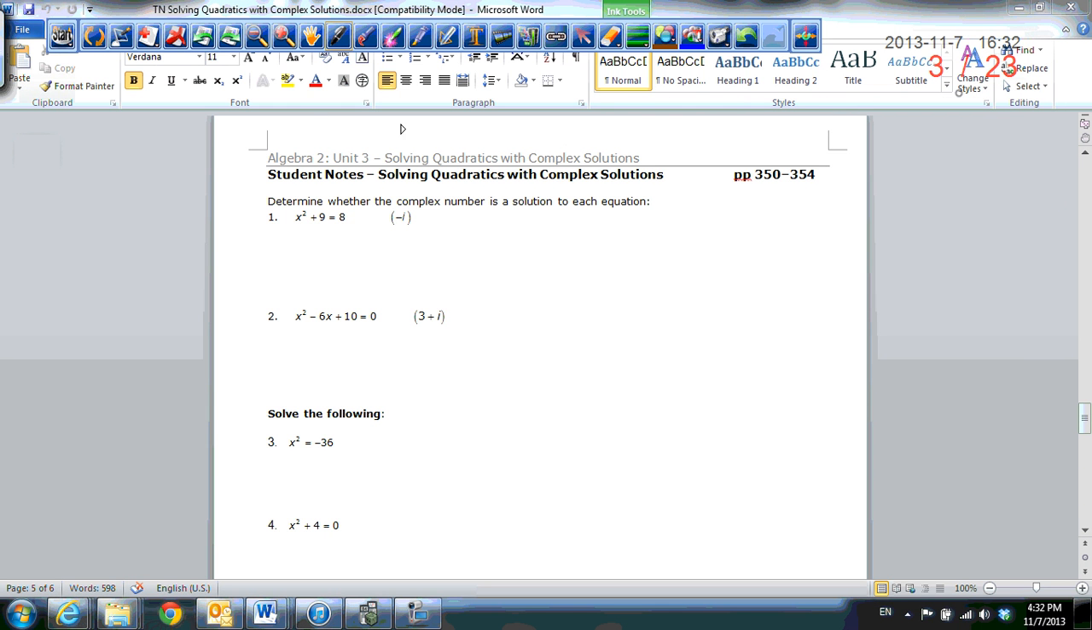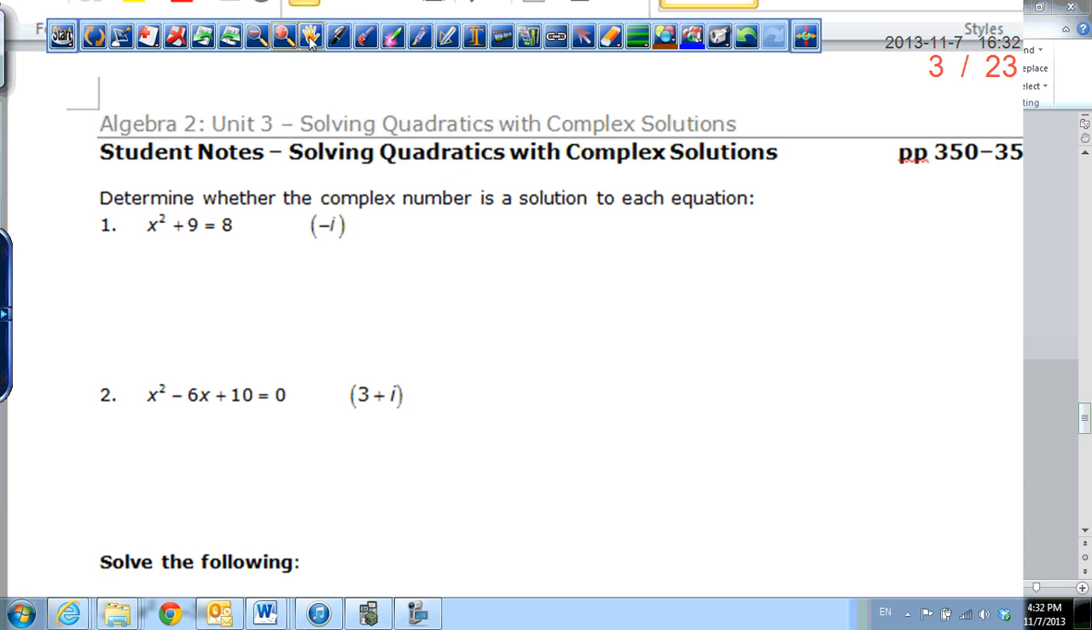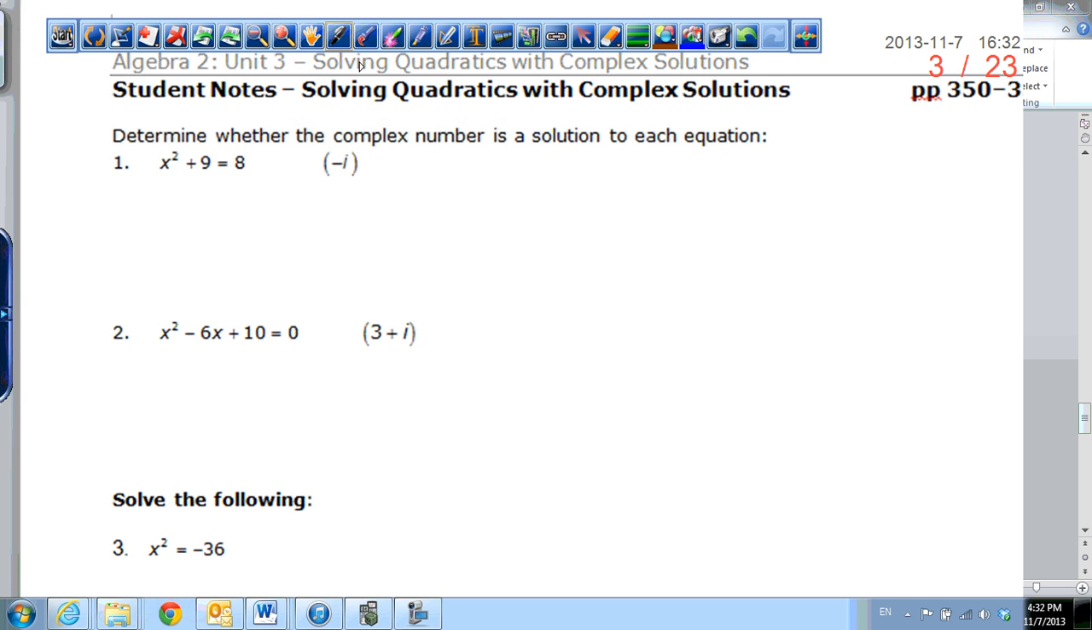Greetings from Math World. The thing we're going to do today is solve these quadratics that may or may not have complex solutions, in other words, imaginary numbers. The first two, all I'm going to do is plug these in for x.